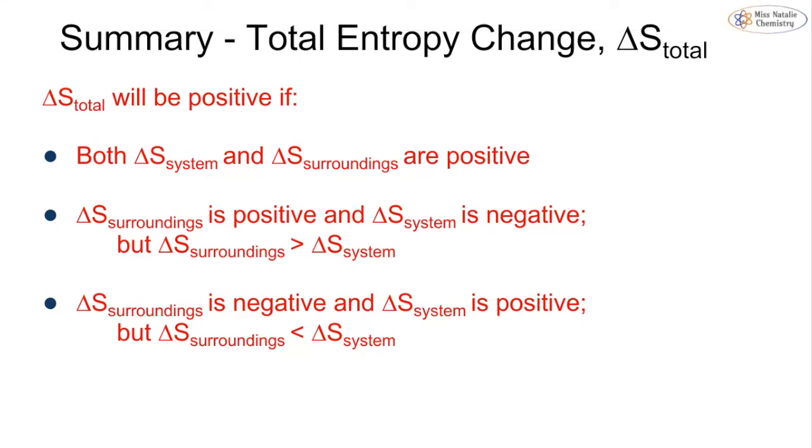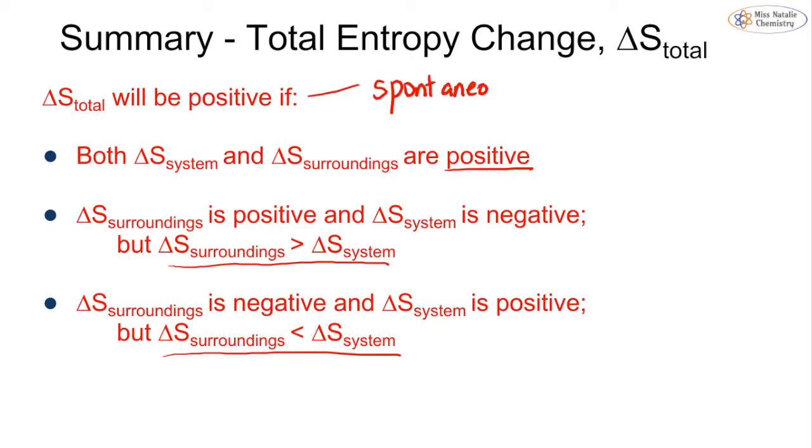So our total entropy is going to be positive if, and therefore give us a spontaneous reaction, if our system and our surroundings are both positive values. If our surroundings is positive and our system is negative, we have to have a higher surroundings value than the system. If our surroundings is negative and the system is positive, our system has to be the higher number, and that will give us a positive entropy, meaning that we have these spontaneous reactions, and we'll link this into feasibility as well.